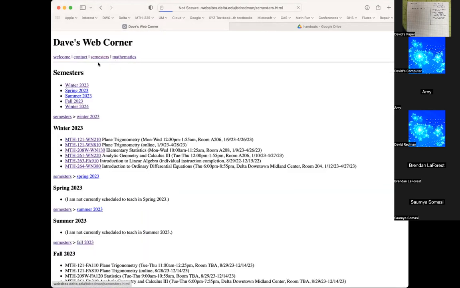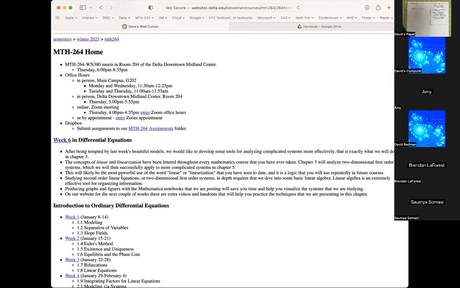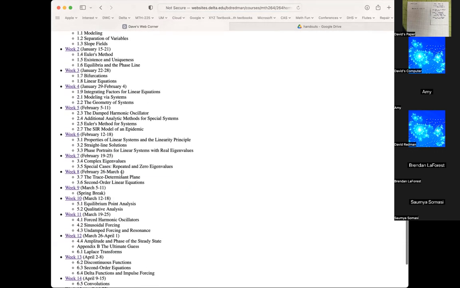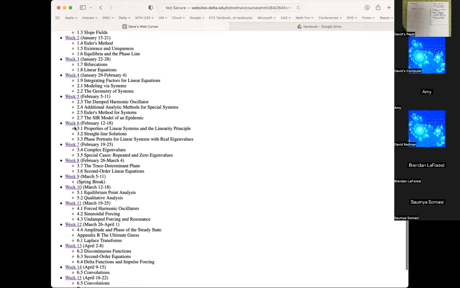So we're here in Math 264. We're in week six. We're talking about the beginning of chapter three, which is linear systems. It's a lot of fun. Linear systems is something we can know exactly. And that's very refreshing. It's refreshing to you. It's refreshing to me. I mean, we enjoy the qualitative analysis. We enjoy the numerical approximations.